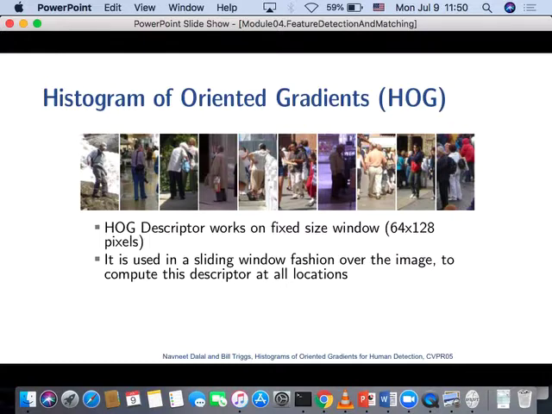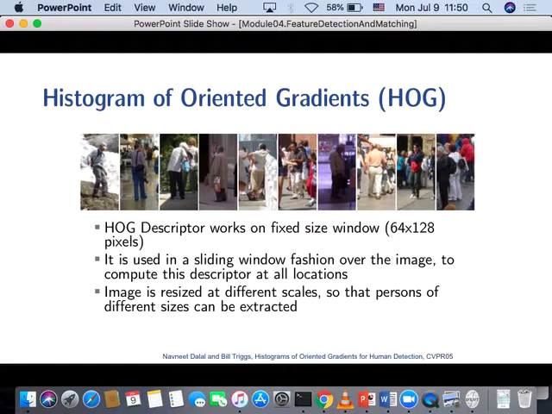Okay, so I'm going to take a window of this size and slide it all over my large image, and for each one of them I'm going to compute this descriptor. If it turns out that that window is a person, then the descriptor will have particular values, and if it's not a person, it will have some other values.